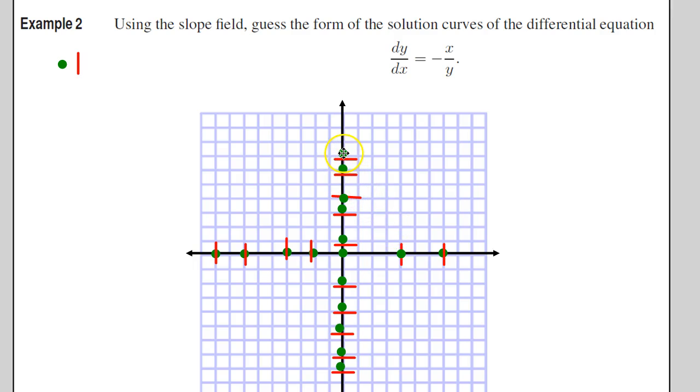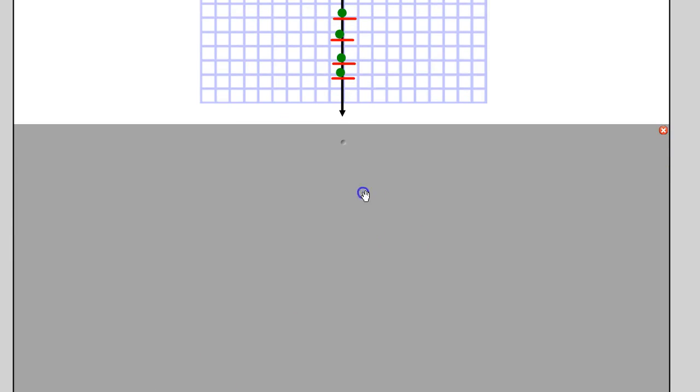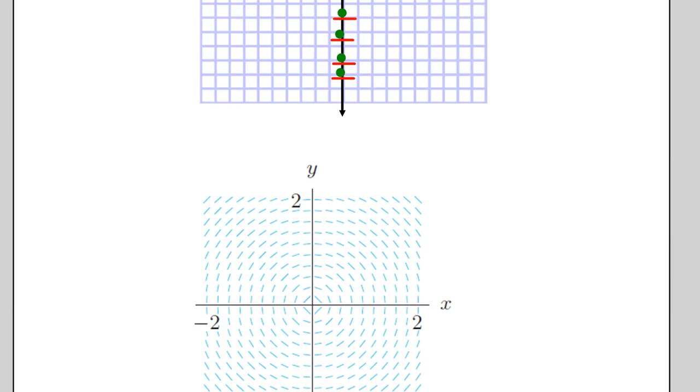And then we're going from a slope of 0 to a slope of undefined over here in this quadrant, which means the slope would be increasing. But it's not going to be increasing in the way you think, because remember it's negative, so we change the sign. And so what will this look like in the end? It looks something like this.